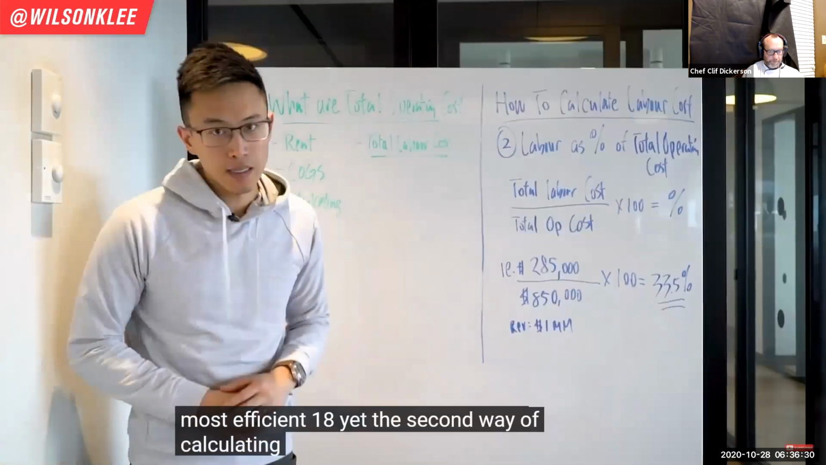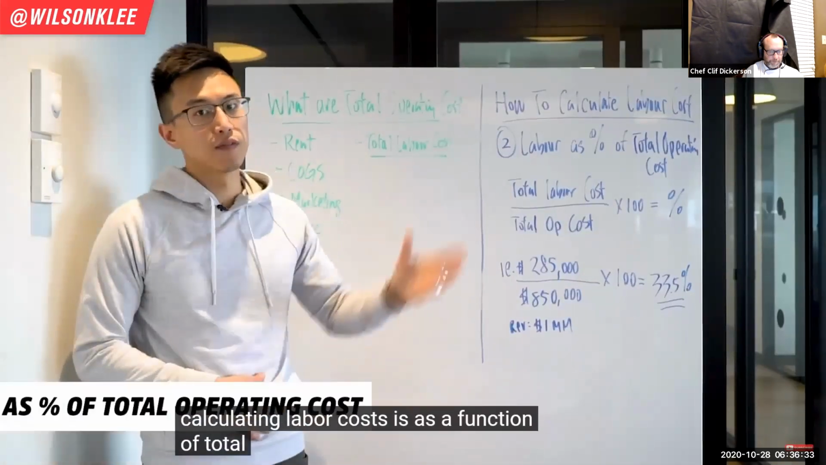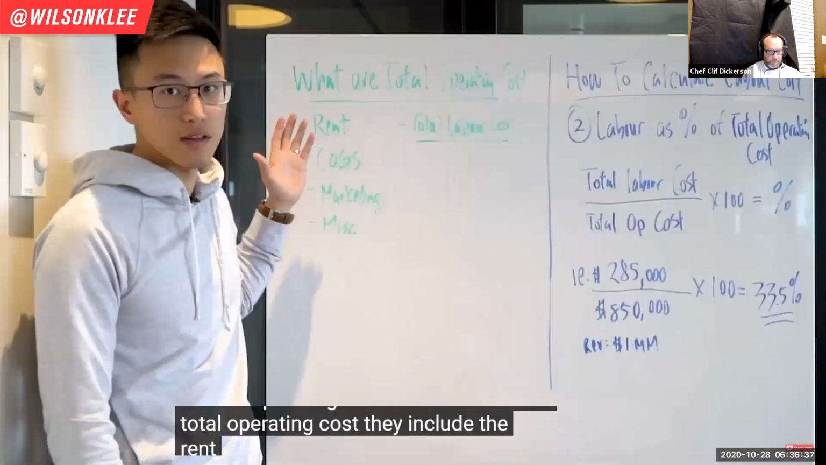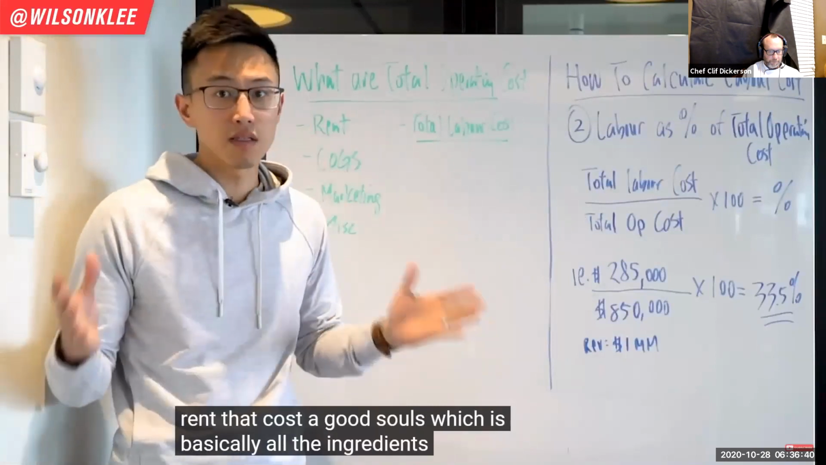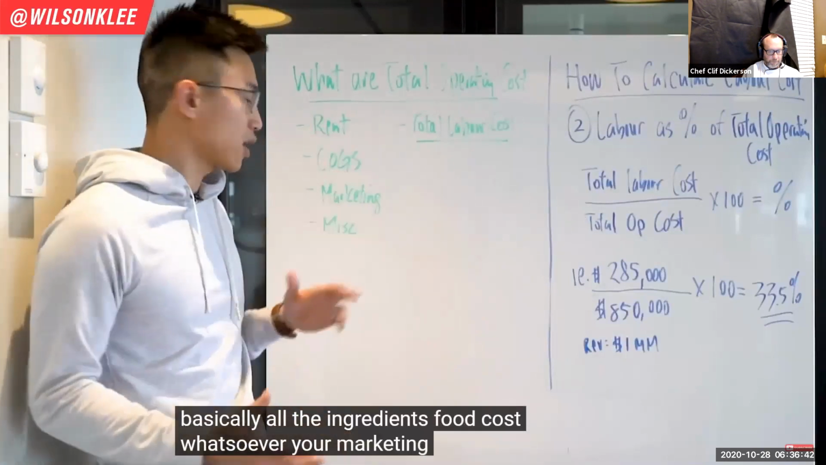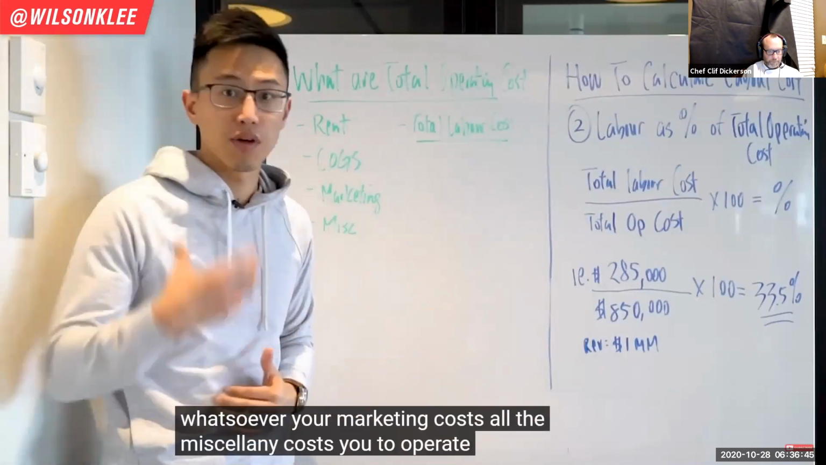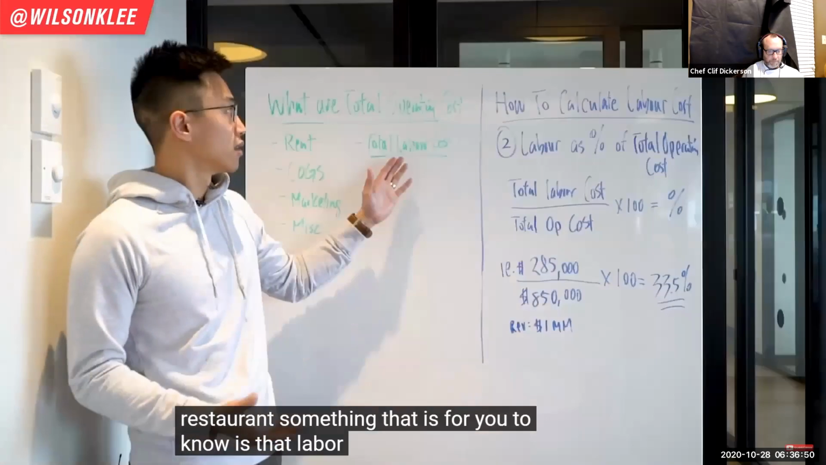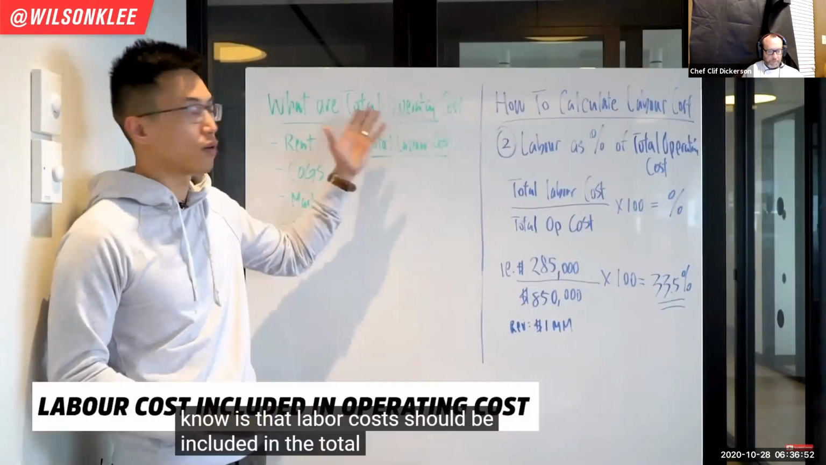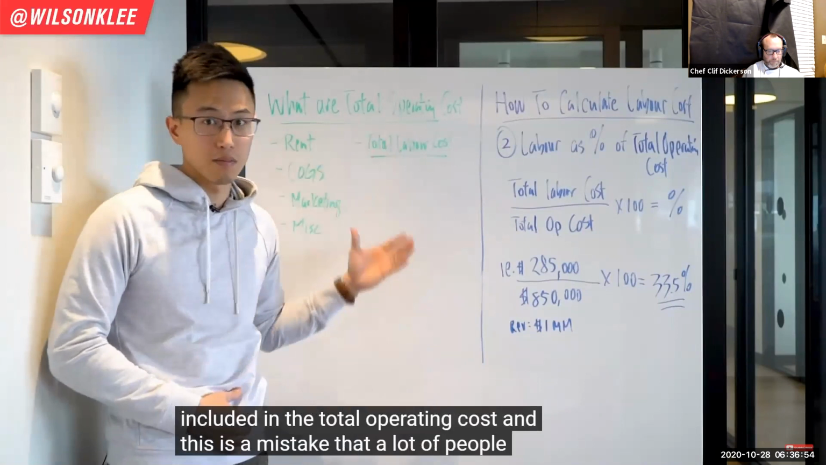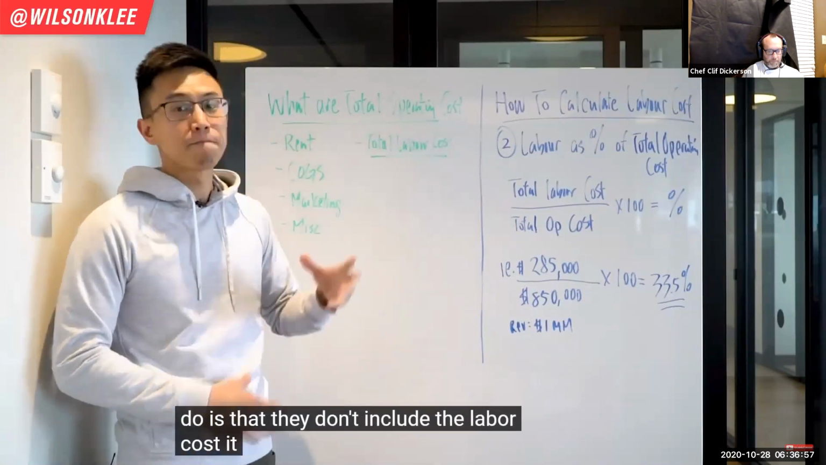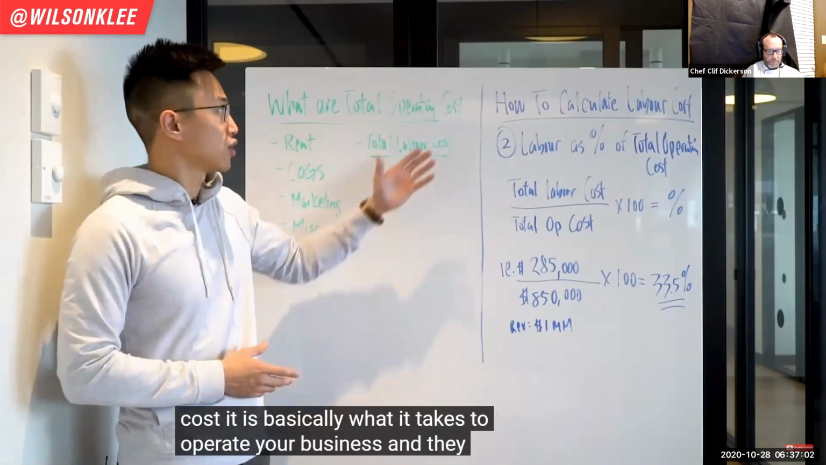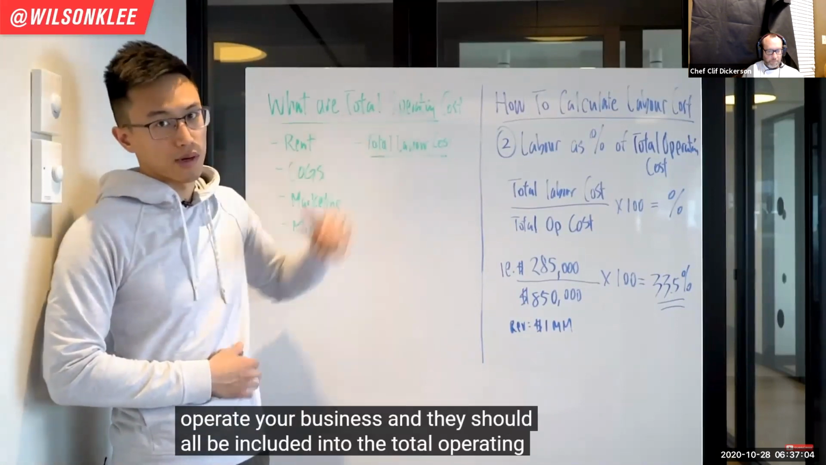The second way of calculating labor cost is as a function of total operating costs. Now, what is total operating costs? They include the rent, the cost of goods sold, which is basically all the ingredients and food costs, your marketing costs, and all the miscellaneous costs to operate your restaurant. Something for you to know is that labor costs should be included in the total operating costs. This is a mistake that a lot of people make: they don't include the labor cost. It is basically what it takes to operate your business, and they should all be included in the total operating cost.